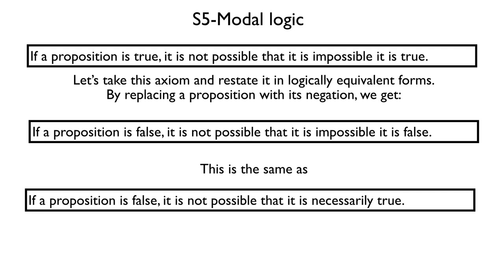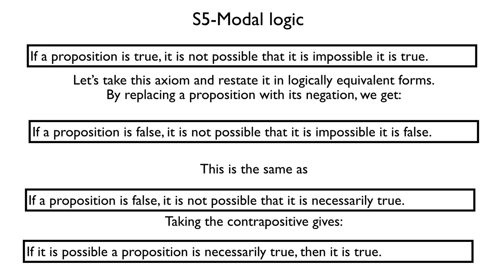So for example, unicorns don't exist. So from that alone, we know it's not possible it could ever be necessarily true that unicorns exist. Taking the contrapositive gives, if it is possible a proposition is necessarily true, then it is true.